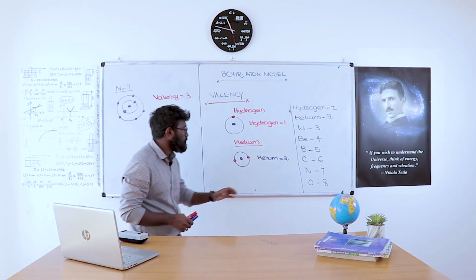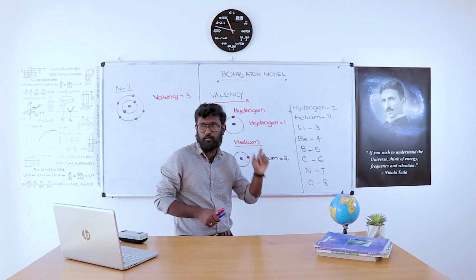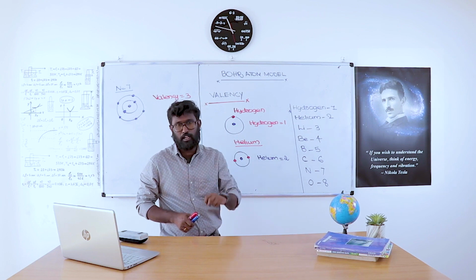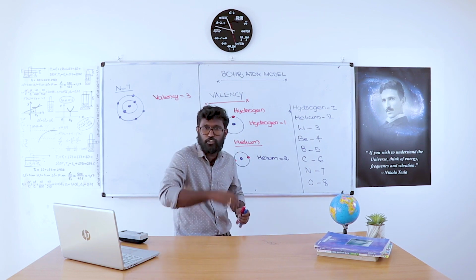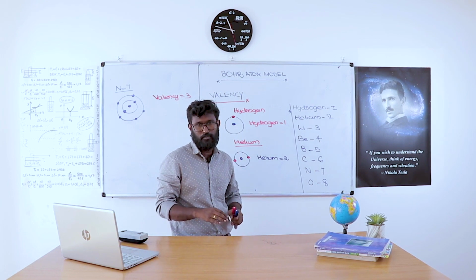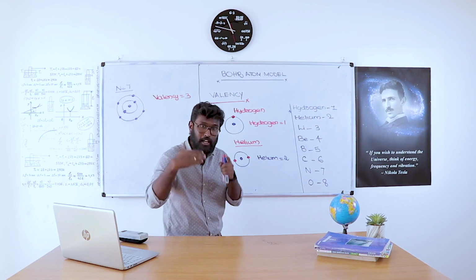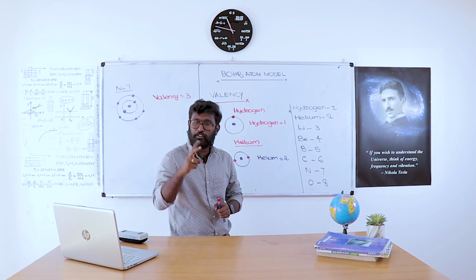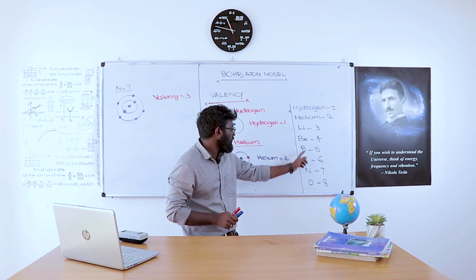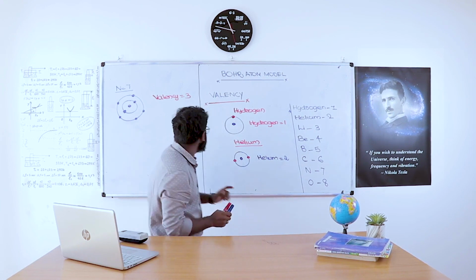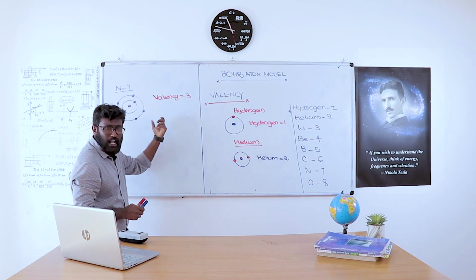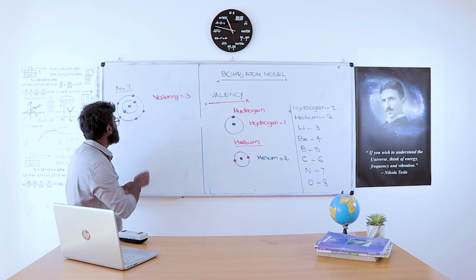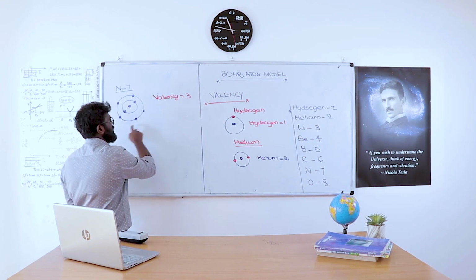Why in the case of beryllium, it is 2 plus 2, that is, in the first orbit there will be 2 electrons, and in the second orbit also 2 electrons. So it is easy to drop those 2 electrons rather than accept 6 electrons. That's why the valency is 2. In the case of nitrogen, it is easy to accept 3 electrons rather than dropping these 5 electrons. So here the valency is 3.